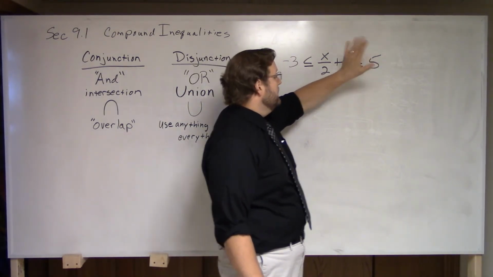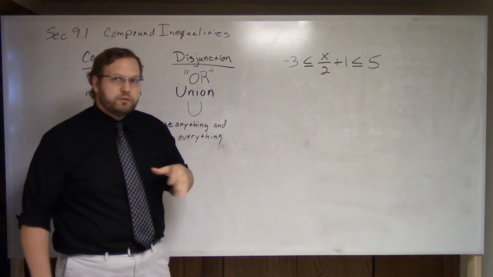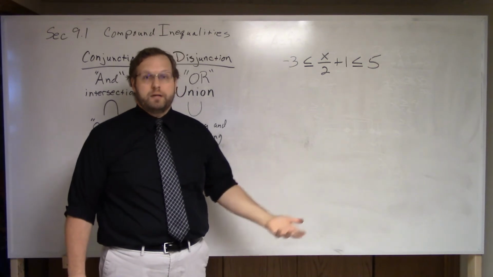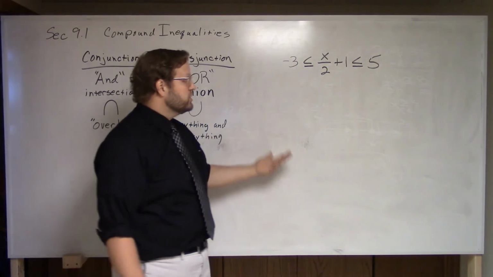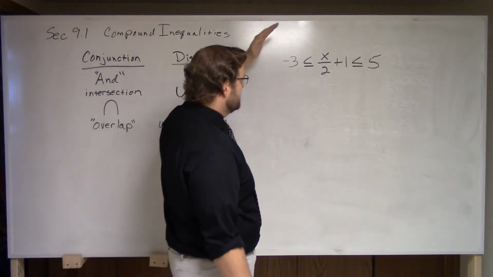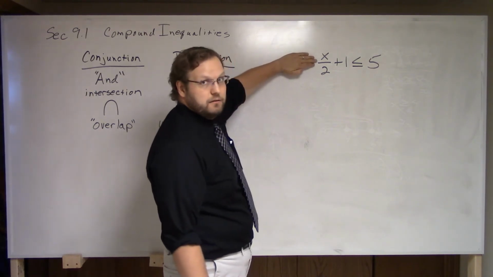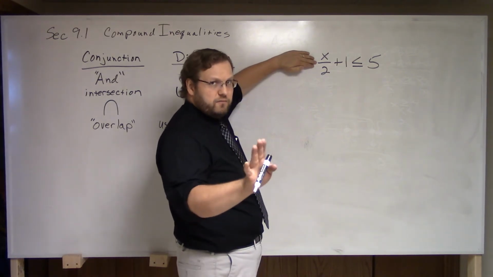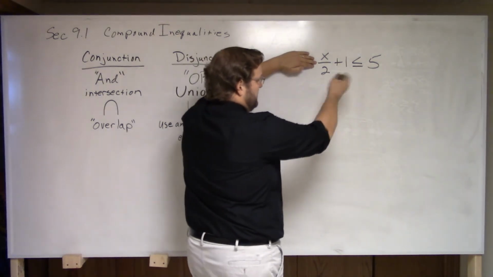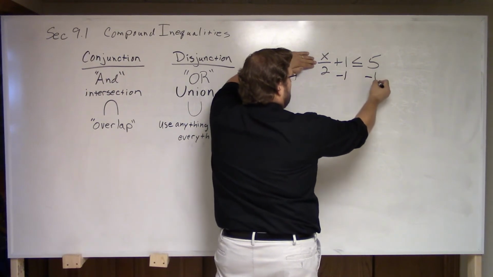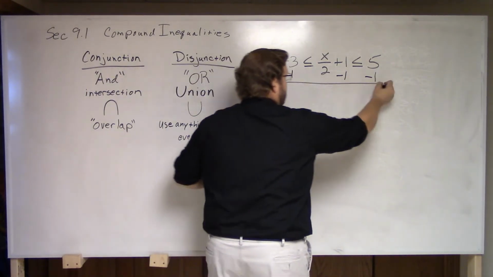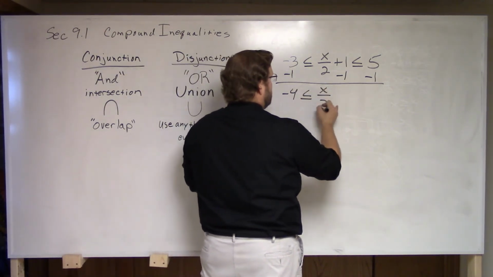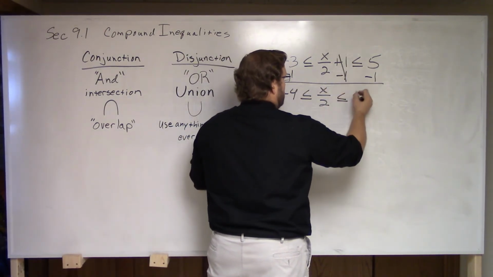Now, the other thing that I want you to remember with this is what you do to one side, you do to all three. So if I were to solve this, I'm going to solve this the same way I would solve this. If it helps, cover one of these up for a second. Don't erase it, just cover it up. How would I solve this? I would probably subtract a 1, but make sure you do it to all three. So I get negative 4 less than or equal to x over 2 less than or equal to 4.